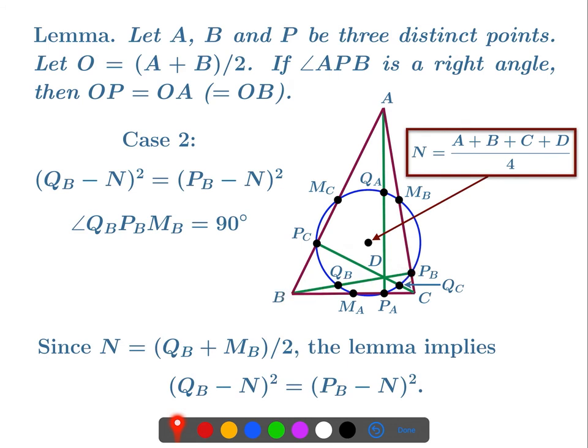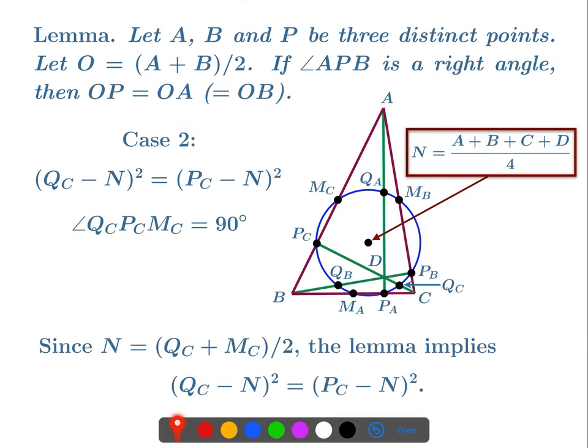This is a 90-degree angle again because this was an altitude. So we have a 90-degree angle there, and N was the midpoint of this segment from M sub B to Q sub B. And so, this being 90 degrees, using the lemma, we get that this distance from N to P sub B has to be the same as the distance from N to Q sub B. So we get this.